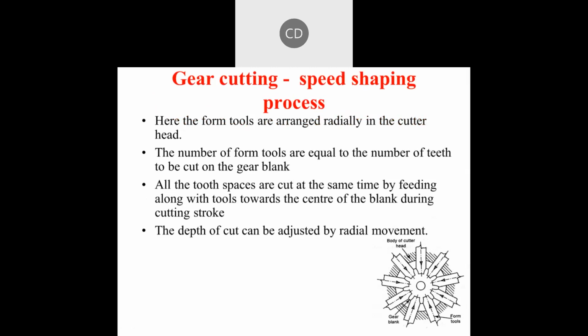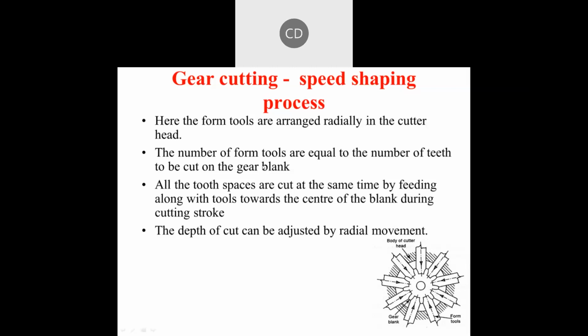So the second one is the gear shaping process, a gear cutting operation. Here the form tools are arranged in a cutter head. The number of form tools required is equal to the number of teeth to be cut on the gear blank. All the tool spaces are cut at the same time by feeding the tools towards the center of the blank during the cutting stroke.